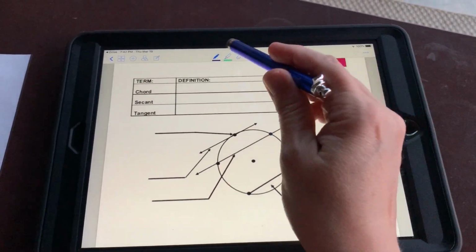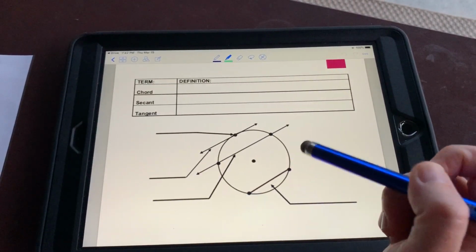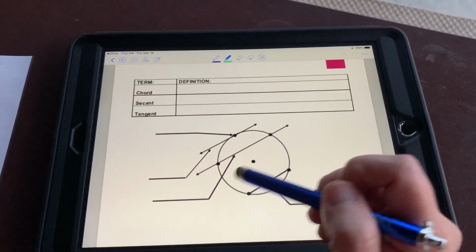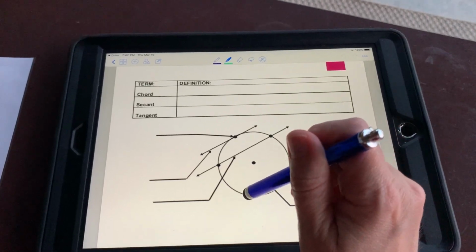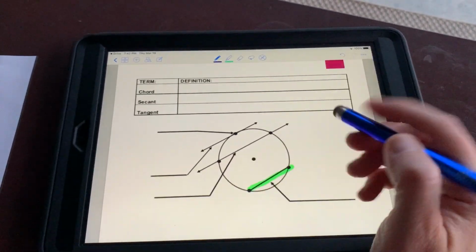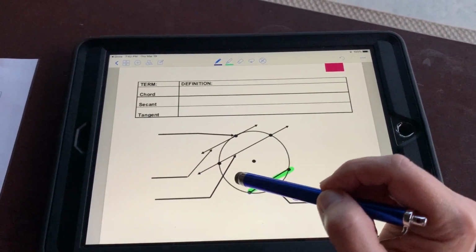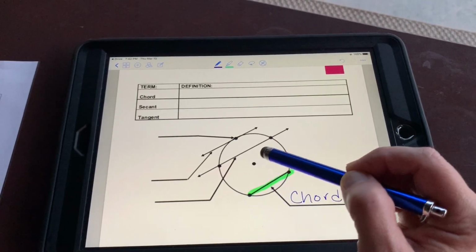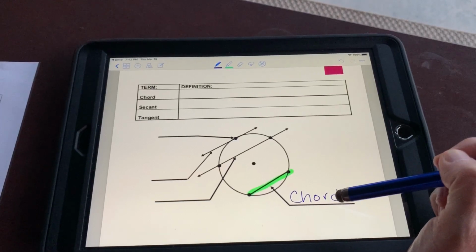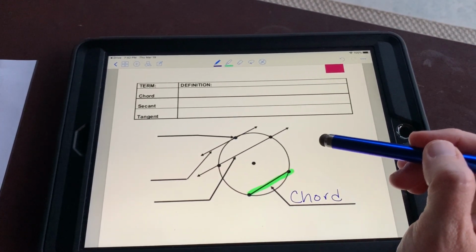So a chord basically is a line segment, which means it's going to start and stop, and it's going to go through the circle. It doesn't have to go through the center. It can go through the center, but this right here is a representative of a chord. It's going to start and stop on the edge of a circle. So this right here we would write as chord. Now, the term that goes through the center on both sides, remember, is called the diameter. The diameter is an example of a chord, but not all chords are diameters. So there's a difference between those two words.